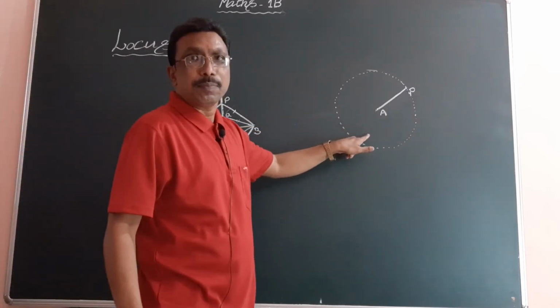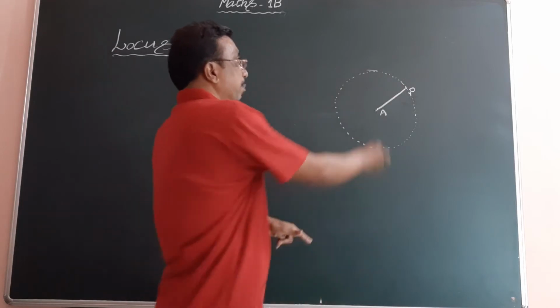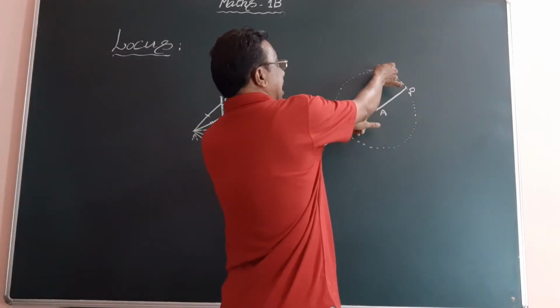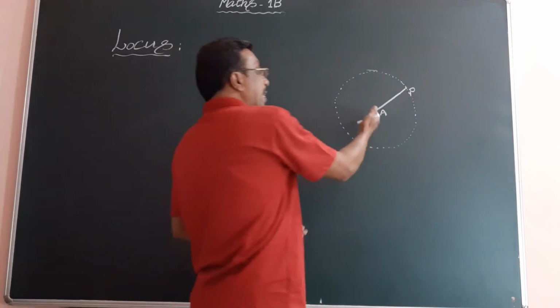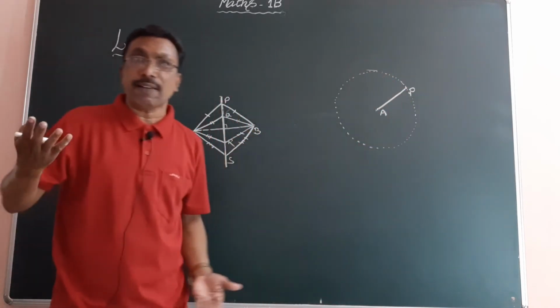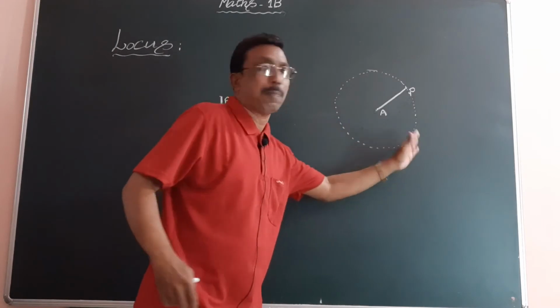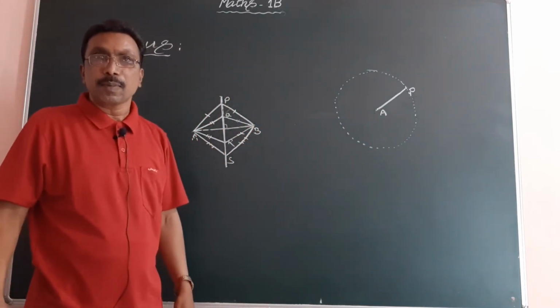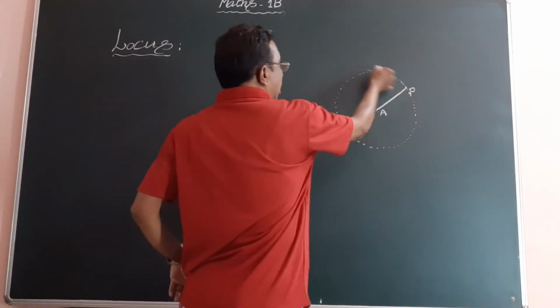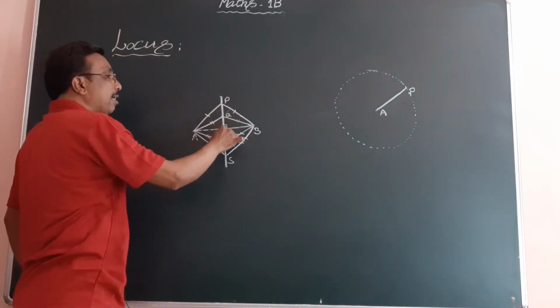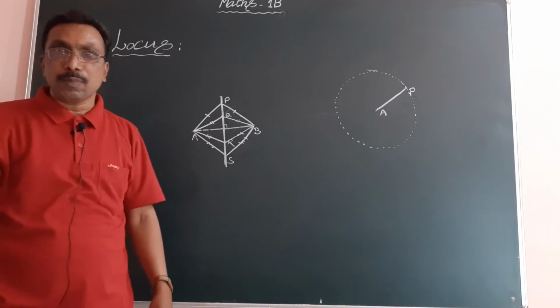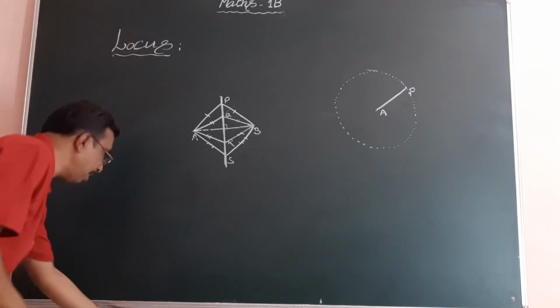Observe this one. This is a circular path. Any point on the circle satisfies the given condition. What is the given condition? Equidistant from the center point. Okay. This circular path is a locus. Here the perpendicular bisector is a locus. Do you understand? Okay, write the definition.